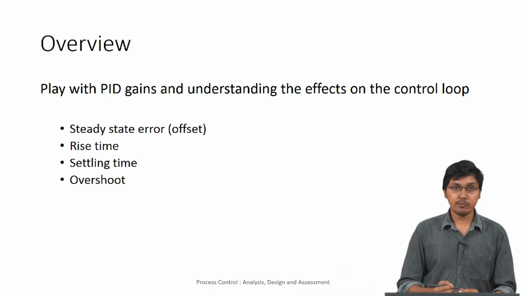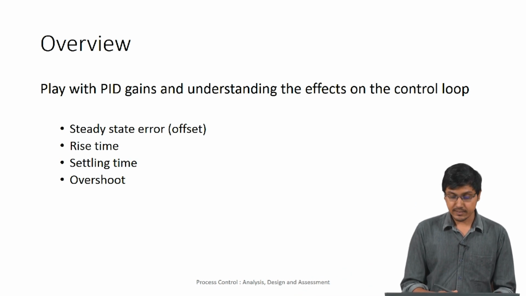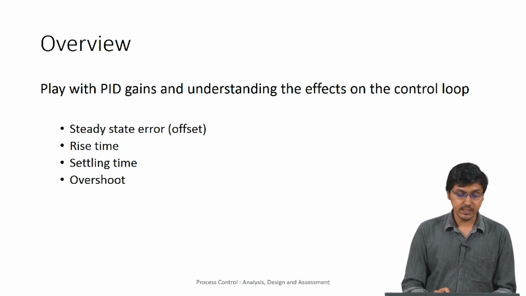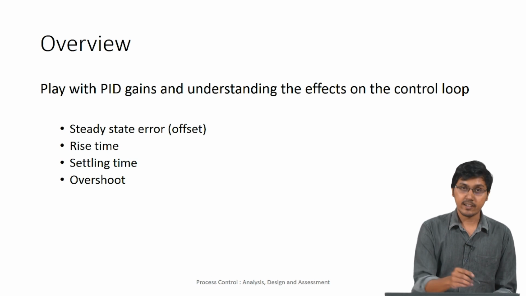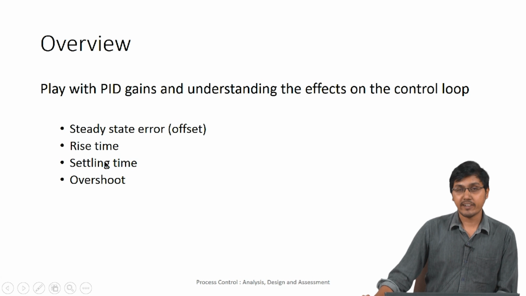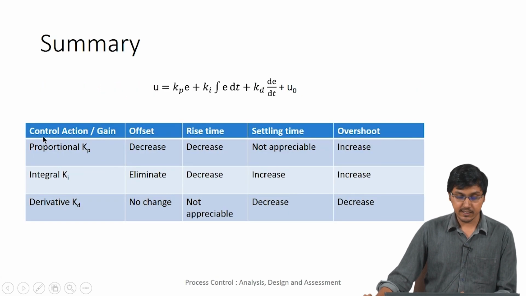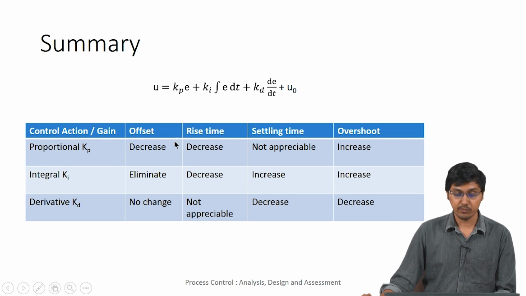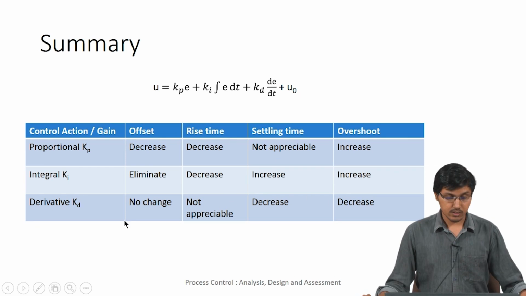What we are going to basically see is the effect of PID gains on the steady state error, which is the offset, and on parameters like settling time, rise time and overshoot. Finally we are going to look at this table and see whether we are able to observe these relationships: if we increase these values, what will be the effect on offset, rise time, settling time and overshoot. We will switch over to MATLAB and see the effects.